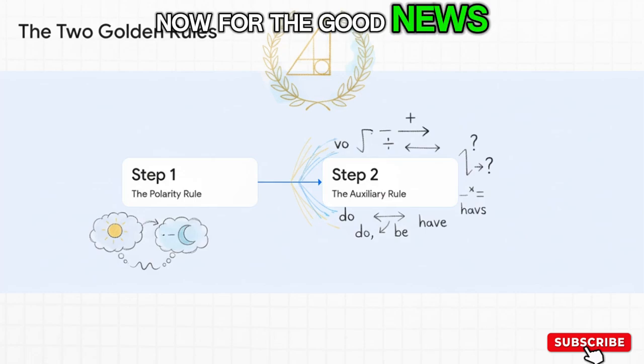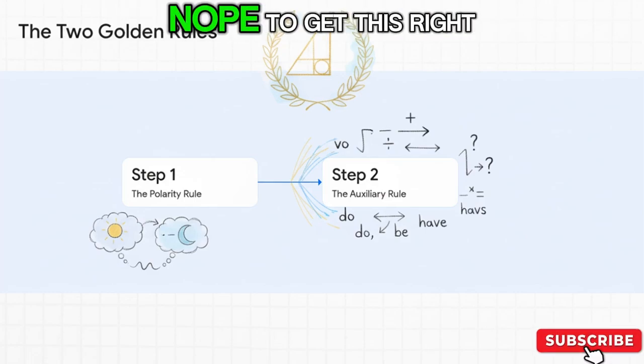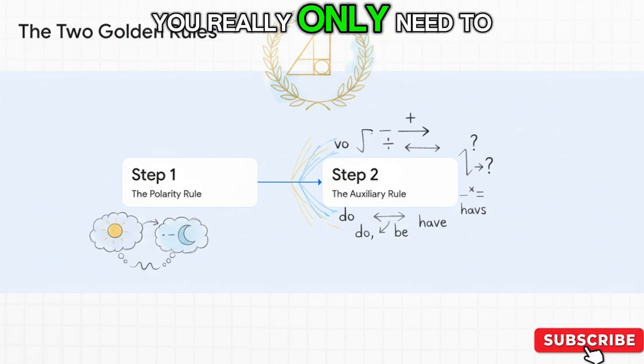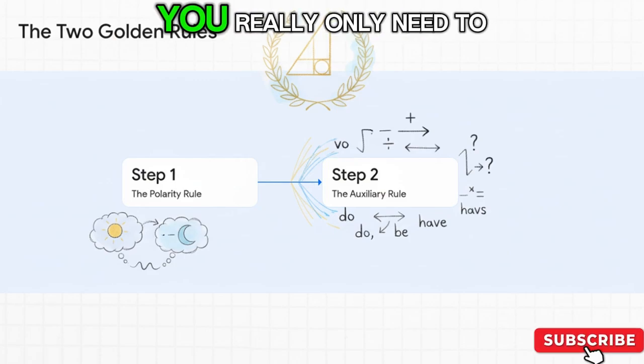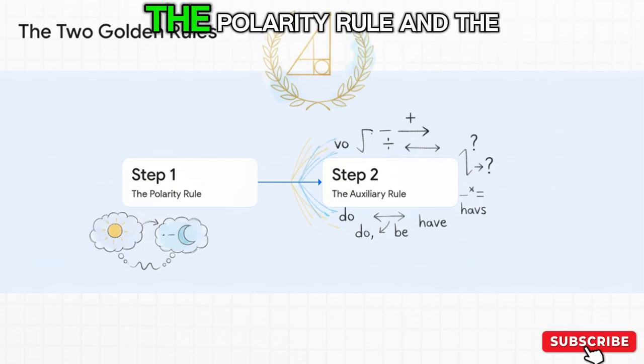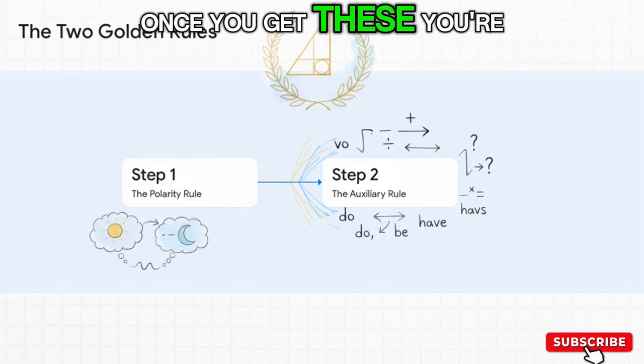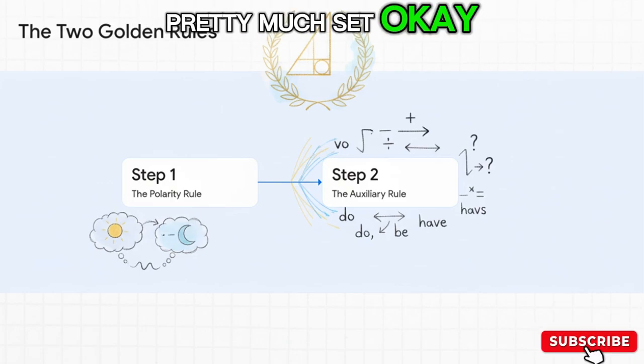Now, for the good news, you don't have to memorize a million different phrases. Nope. To get this right, you really only need to know two main ideas. We're going to call them the two golden rules, the polarity rule and the auxiliary rule. Once you get these, you're pretty much set.